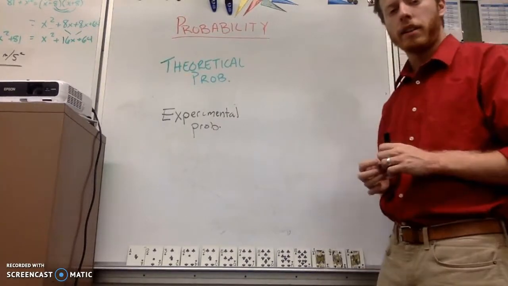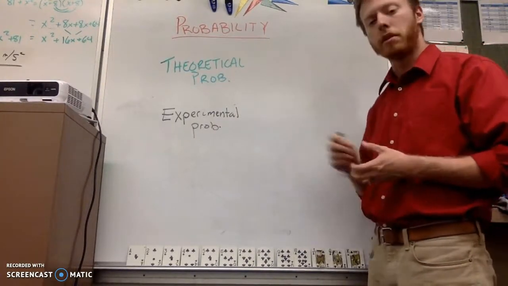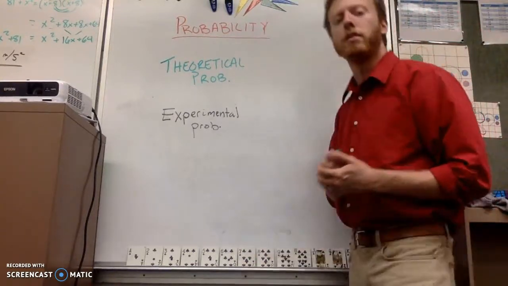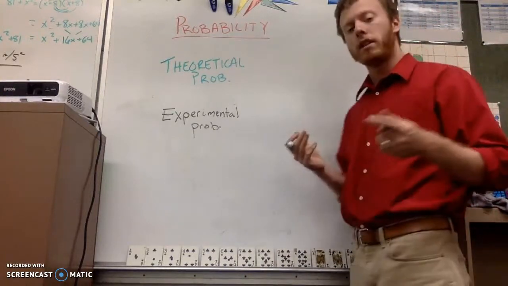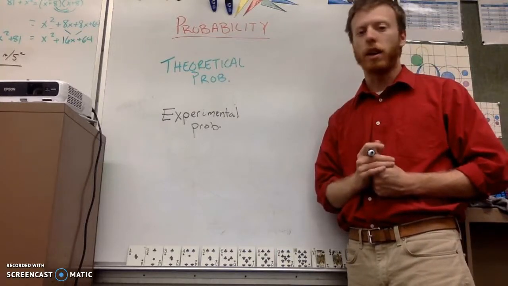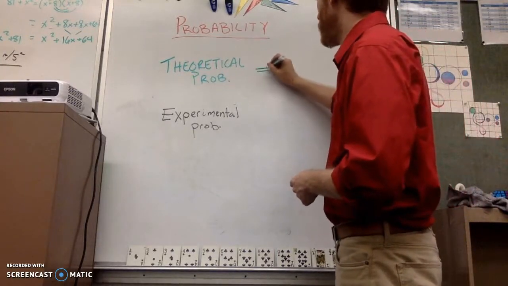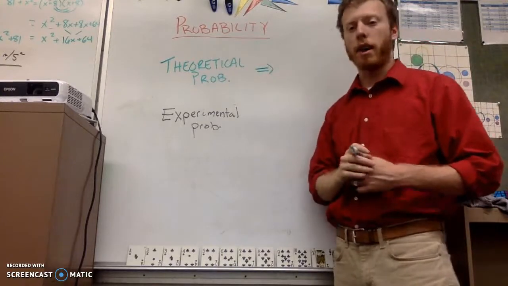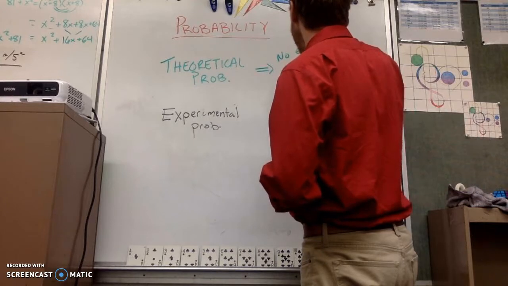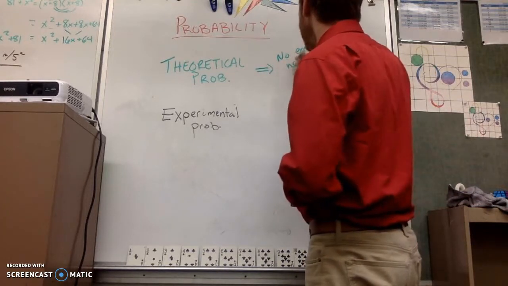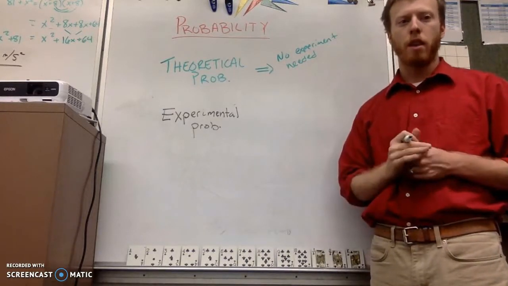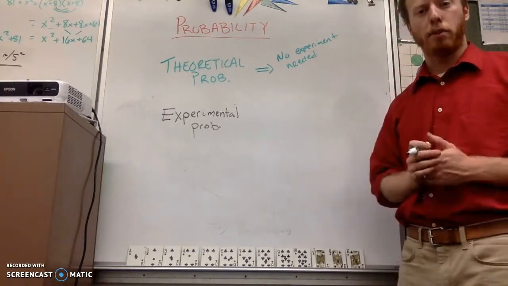Okay, the last thing we need to talk about here is the difference between theoretical probability and experimental probability. What we've done so far has all been theoretical probabilities. We haven't had to run any experiments, okay? With a theoretical probability, we can go directly and do the math, so no experiment needed. For the most part, we can calculate, we know all of the options, okay?